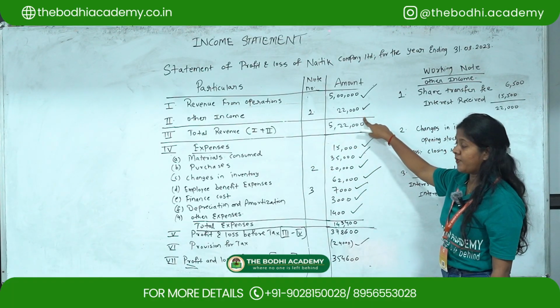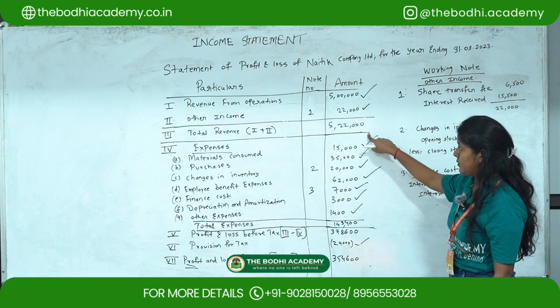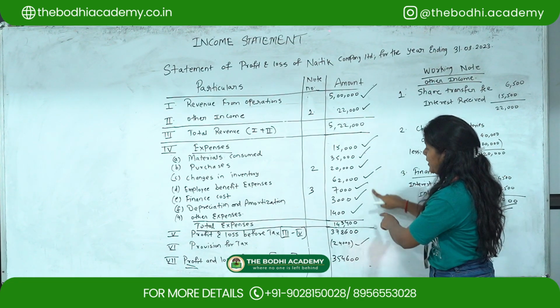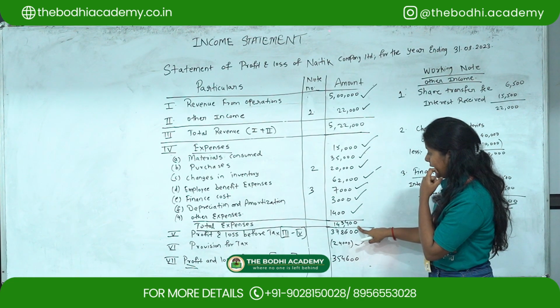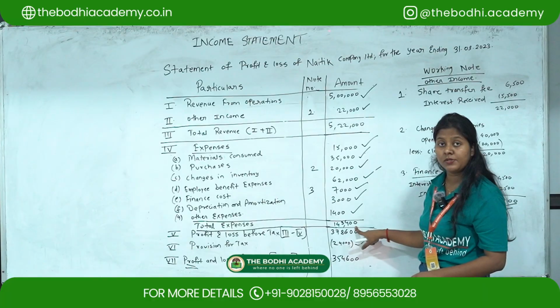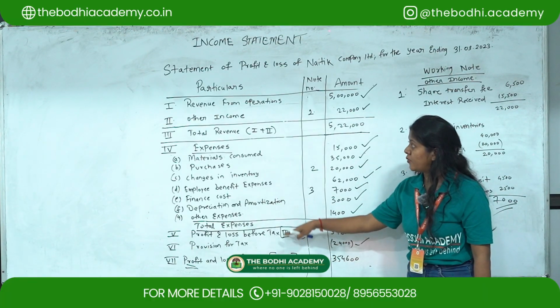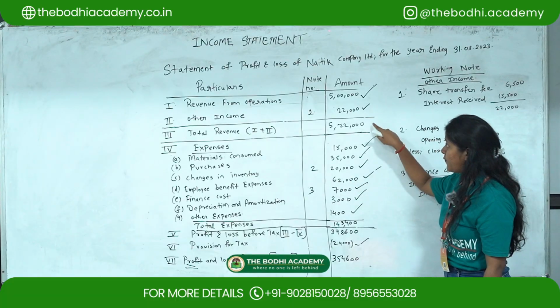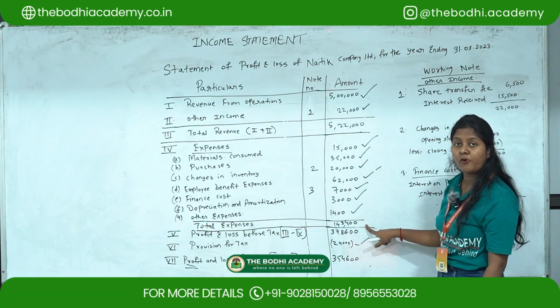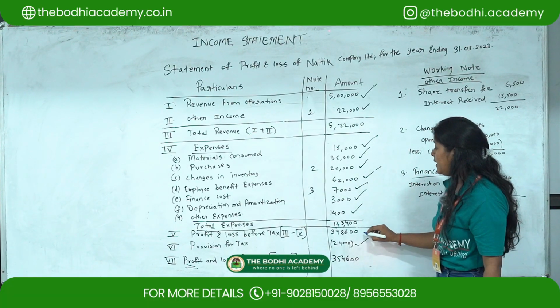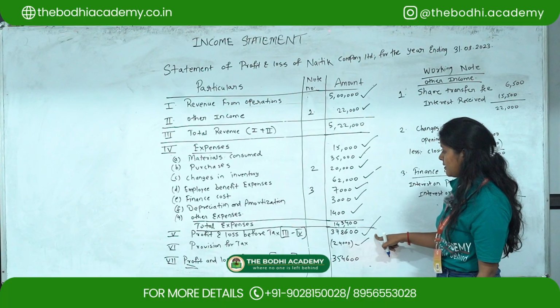So 5 lakh plus 22,000, 5 lakh 22,000. After that you have to add all the expenses. The total expenses we are getting is 1 lakh 43,400. So for profit and loss before tax, you have to do third minus fourth, that is 5 lakh 22,000 minus 1 lakh 43,400, which will give you 3 lakh 78,600.